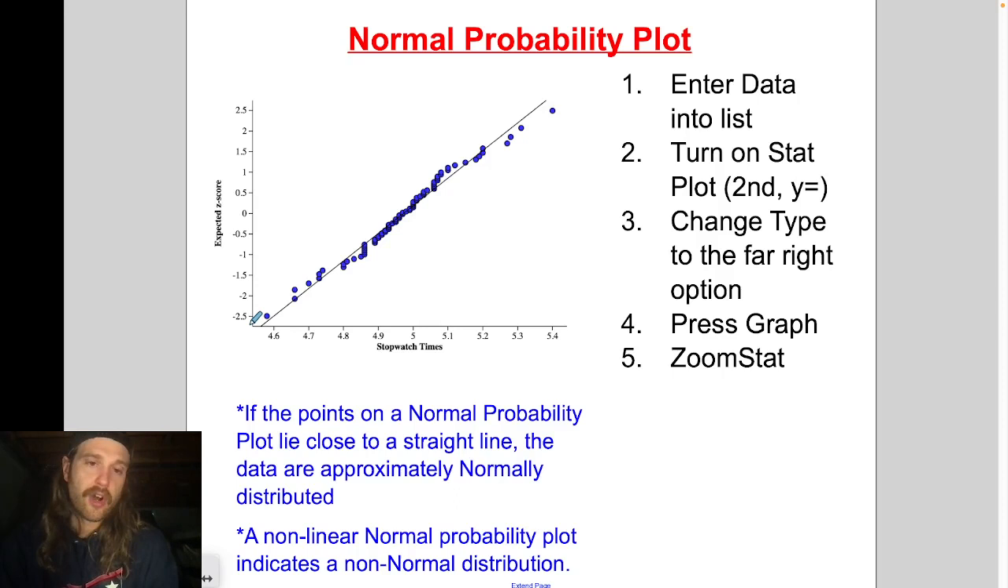How do we create this on our calculators? Well, it's really easy. You enter the data into a list. You turn on stat plot, second y equals, or it's just second stat plot, which is the top left, which is where we've been going. And you change the graph type to what's on the far right option. It kind of looks like a bunch of points in a line. You press graph and then zoom stat, and you should create a normal probability plot.